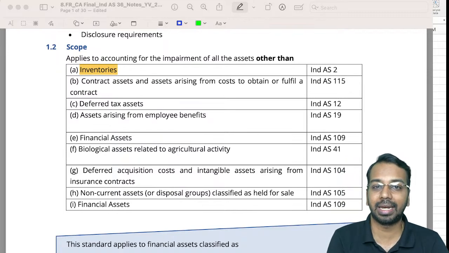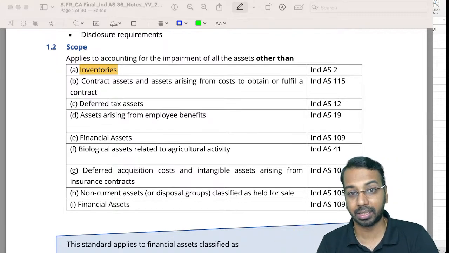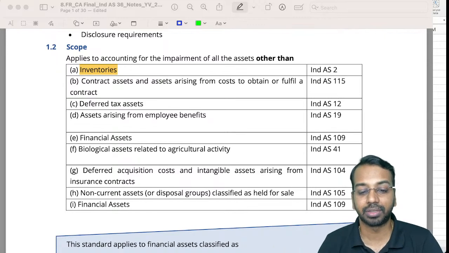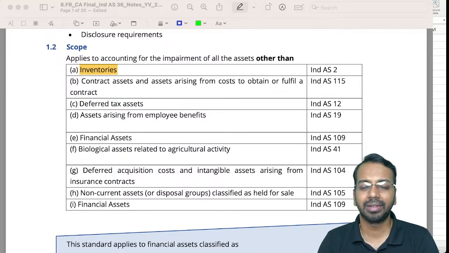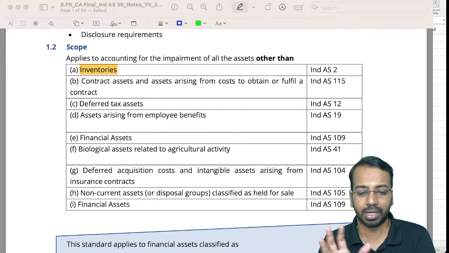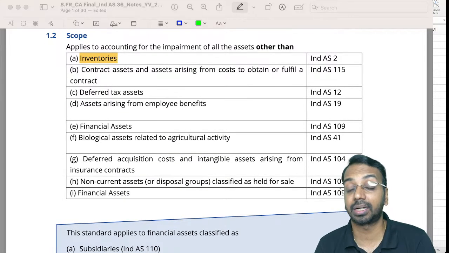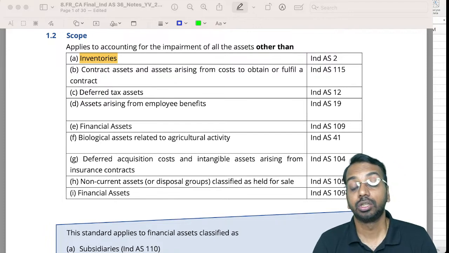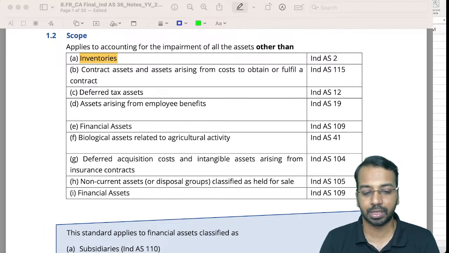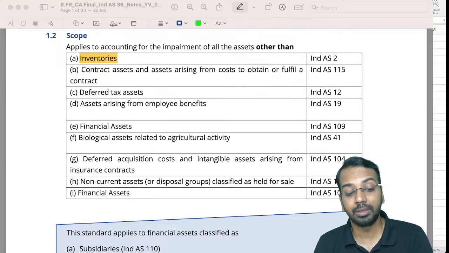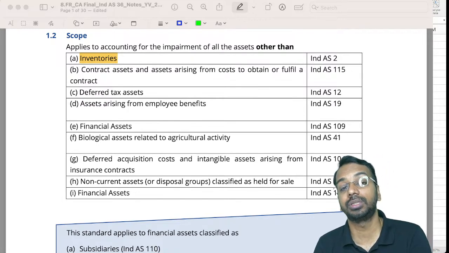Then biological assets like cows or other plants which are not PPE are covered under Ind AS 41, Agriculture. Again, there it is fair value less cost to sell, so that would be covered there. Then assets arising out of insurance contracts are covered under Ind AS 104. Then non-current assets held for sale, which we will be doing subsequently, will be valued using Ind AS 105.